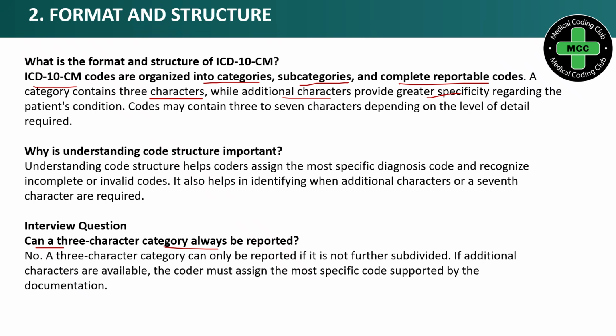So you can say, or you can tell them the answer as no, and you should also give the explanation, like a 3-character category can only be reported if it is not further subdivided. Okay, so that means in the hypertension example I10, we have only a 3-character code, but it is not further subdivided, so we conclude that I10 is a complete code. Okay, so that is how our entire book is designed, based on categories, subcategories, and a complete code.